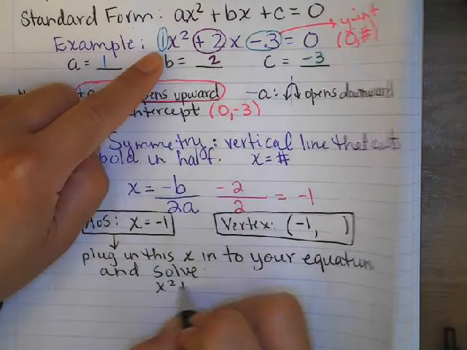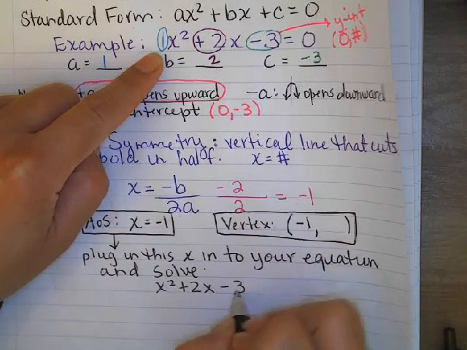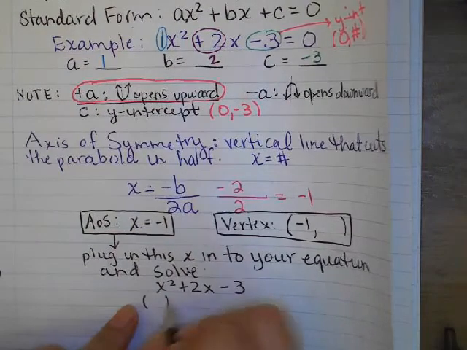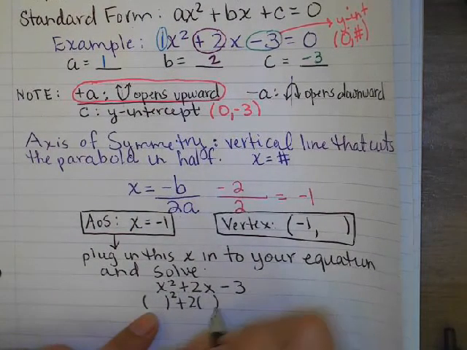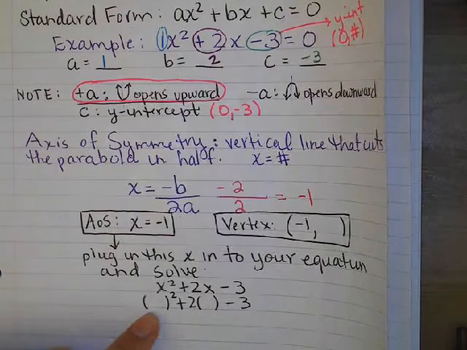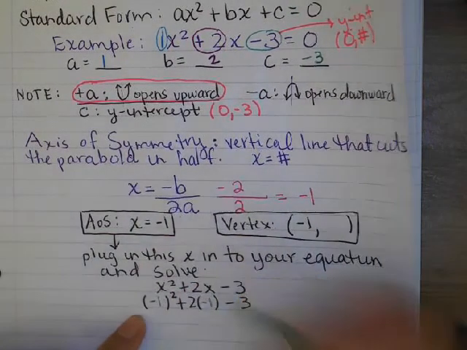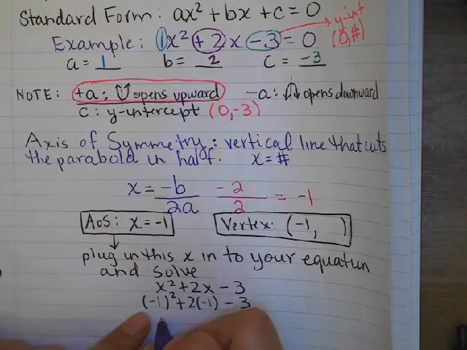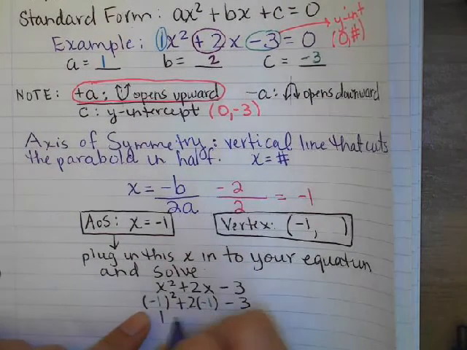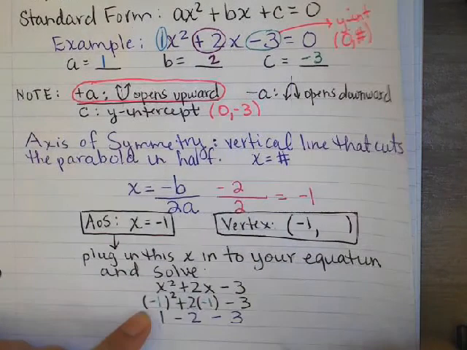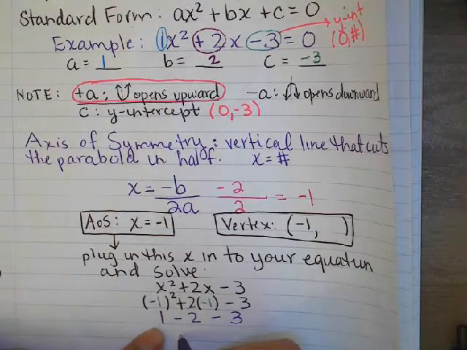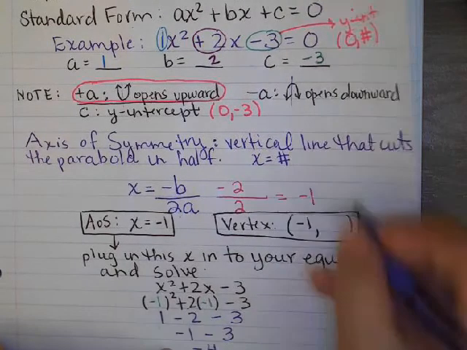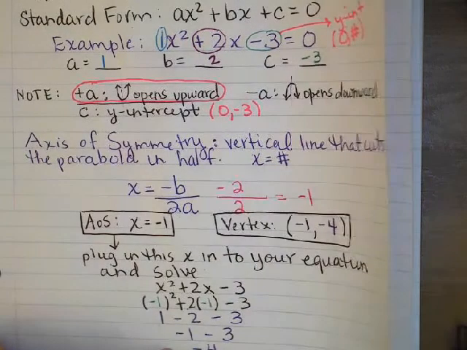So I'm going to take my equation, x squared plus 2x minus 3, and I'm going to plug in a negative 1 everywhere I see an x. So it'll go here, it'll go here, so negative 1, negative 1. And then I just solve. Negative 1 squared means negative 1 times negative 1, that's positive 1. 2 times negative 1 is negative 2, and then I still have this negative 3. 1 minus 2 is negative 1, and negative 1 and another negative 3 make negative 4.